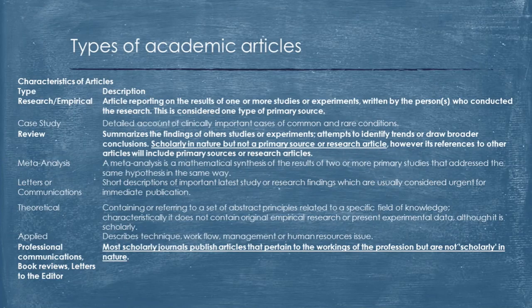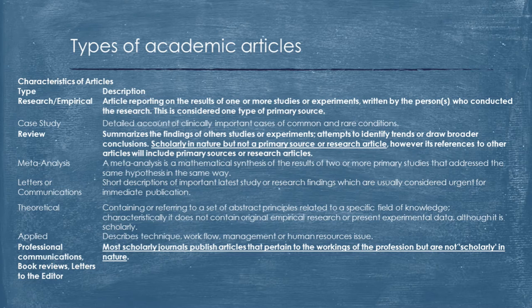Compare this with the purpose of a review article. Review articles summarize the findings of other studies or experiments, attempt to identify trends or draw broader conclusions, scholarly in nature, but not a primary source or research article. However, its references to other articles will include primary sources or research articles. Another category that might be relevant to this are other things that go into a journal. These are professional communications, book reviews, letters to the editor, and so on. Most scholarly journals publish articles that pertain to the workings of the profession, but are not scholarly in nature.